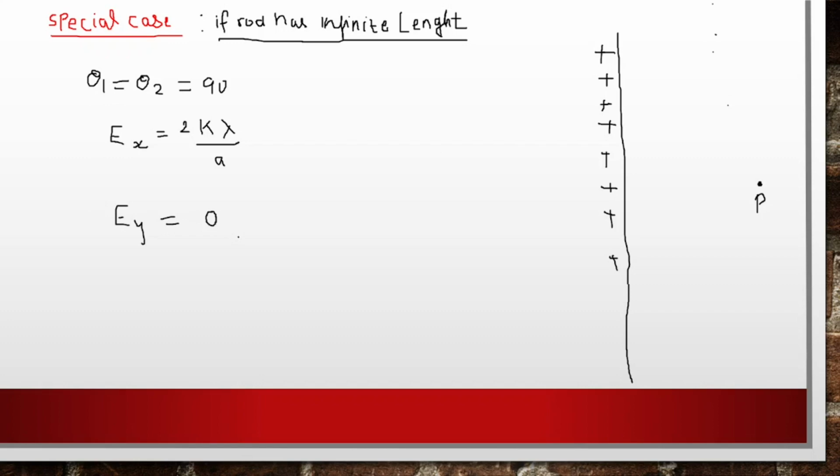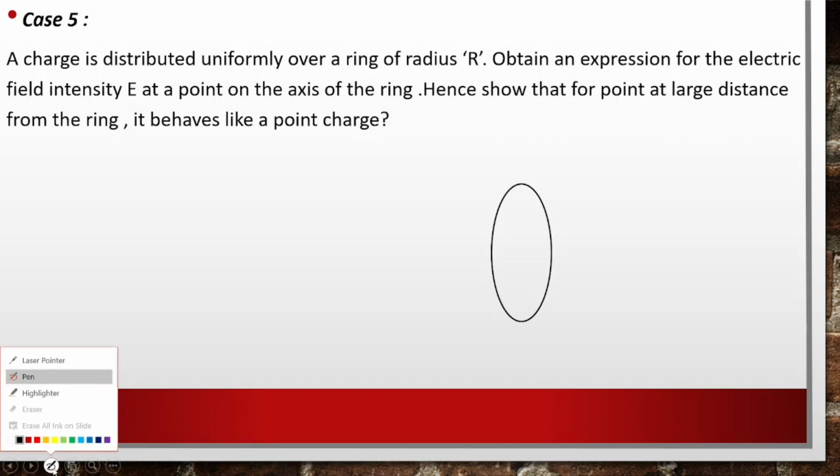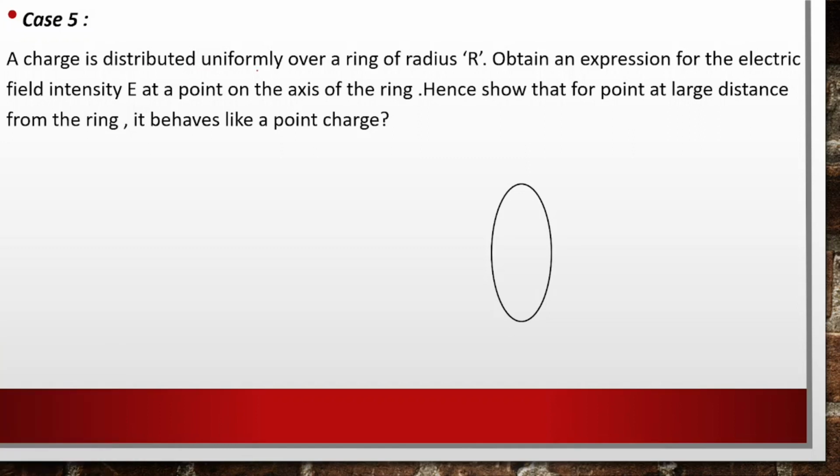So that's this case. Now let's look into case number 5. This part is really important. It has appeared in both entrance exams and board exams also. So this is really important and really easy to study. So now let's look into this. A charge is distributed uniformly over a ring of radius r. So there is a ring here and its radius is r. So let's draw the radius.